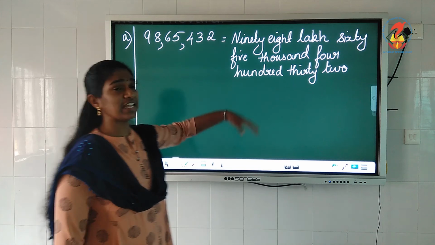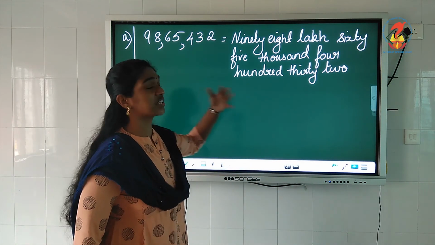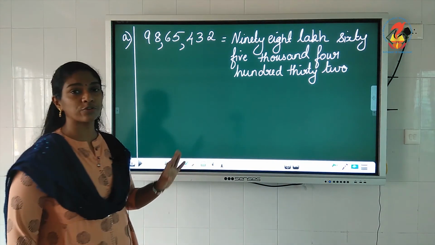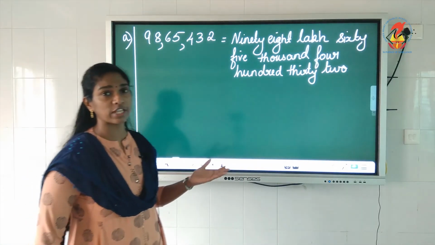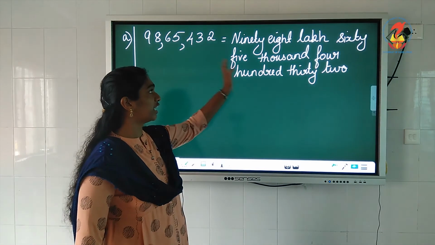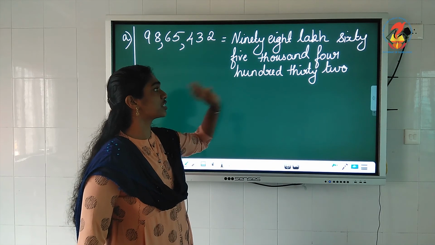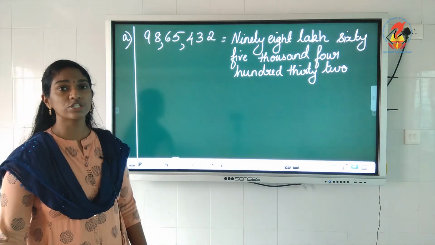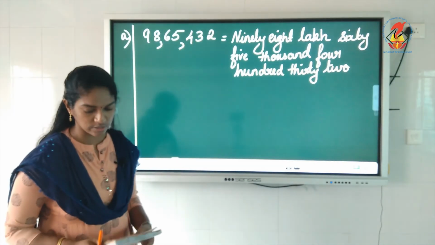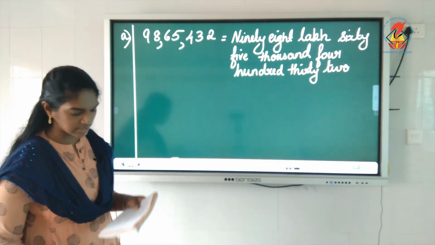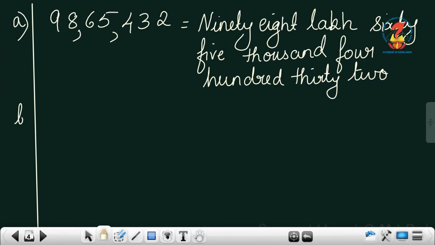You don't have to write 98 lakhs, 65,000. You don't have to put plural over there. You don't have to write S. Just write like this: 98 lakh 65,432. And don't write an and in between also. Okay. This is how you write in number name. Question B.